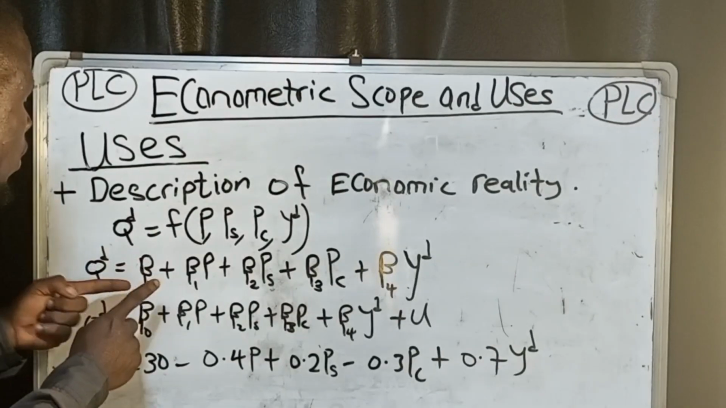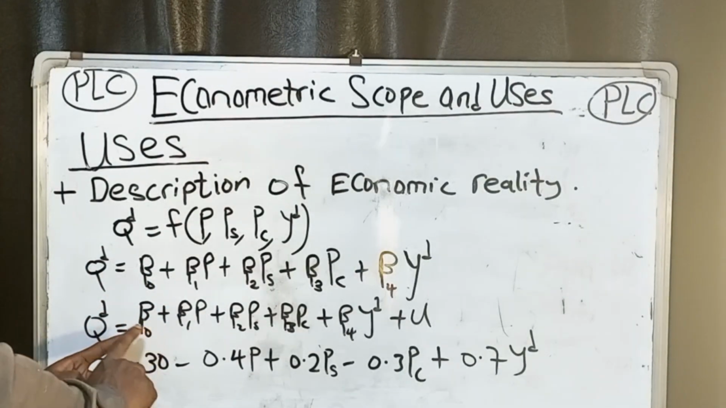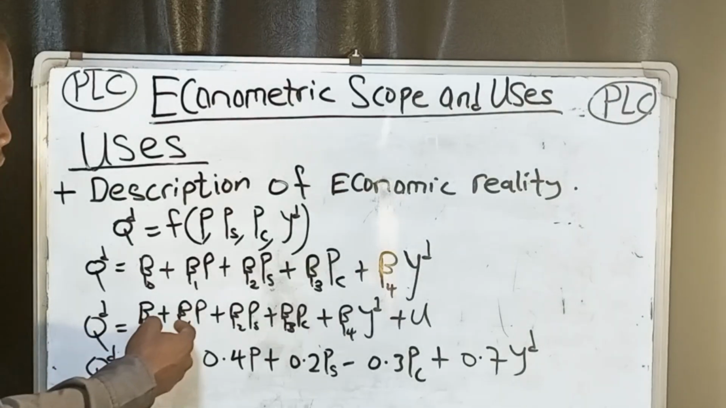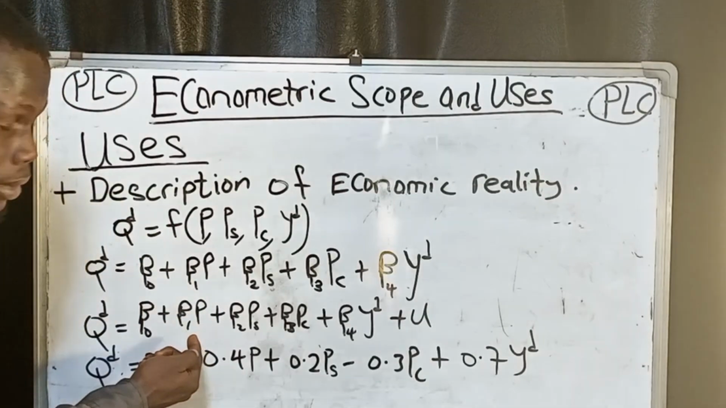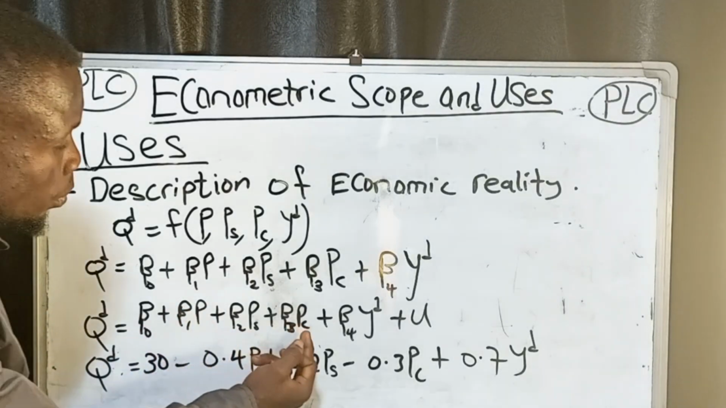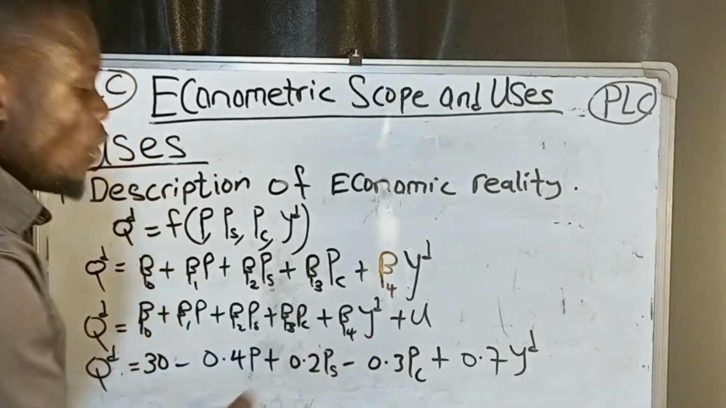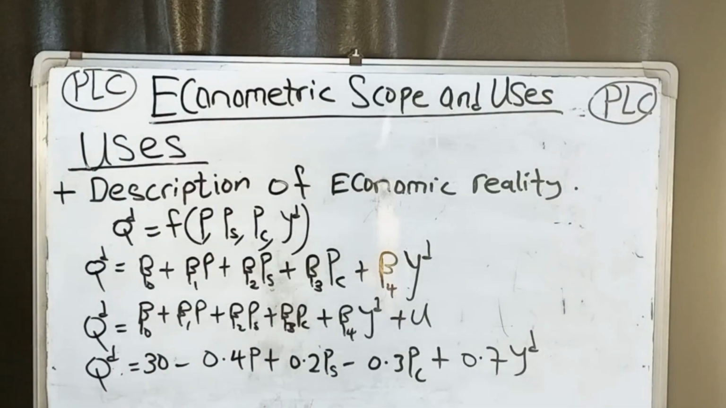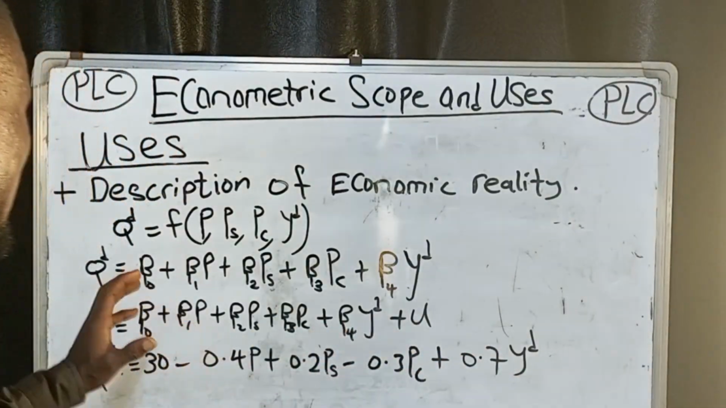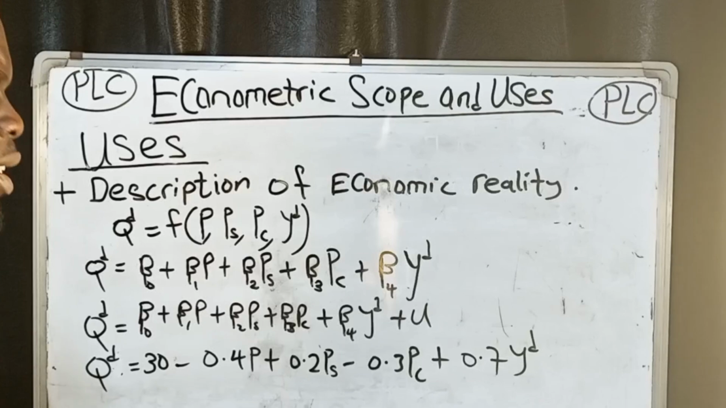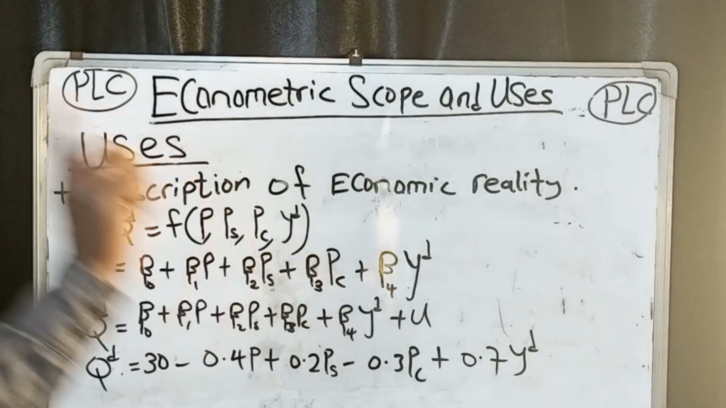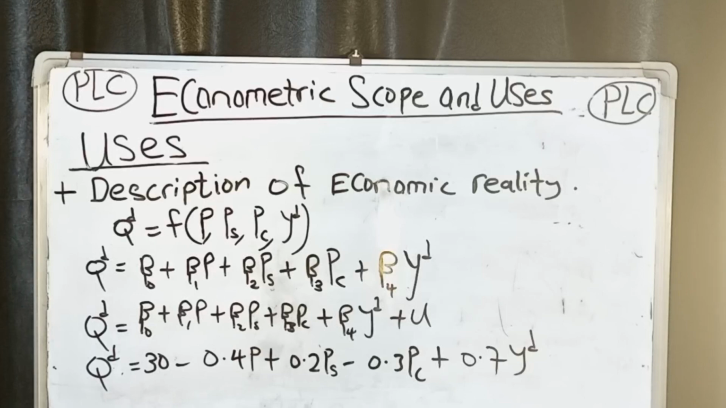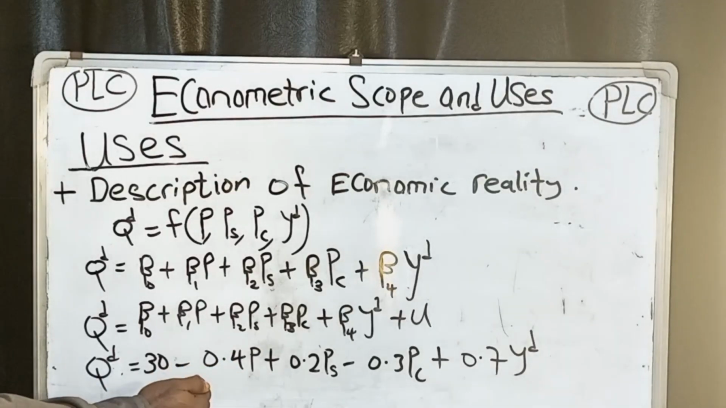Now, when we use our techniques of econometrics to analyze these and estimate our parameters, we get something like this. That is, we find the value of our beta naught, which is our intercept, the slope of the price, the slope of the price of the substitute, the slope of the price of the complement, and the slope of our disposable income. Now, our intercept is going to be 30. Fine. Now, this describes the economic theory more explicitly, in the sense that now we know that for every 1 naira increase in the price of the commodity, there is a 0.5, or let's say a 40% decrease in the quantity of the commodity being demanded.